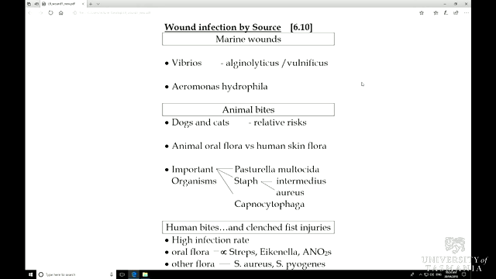Animal bites. Animal bites present a whole new range of organisms. Generally, cat bites are worse than dog bites.